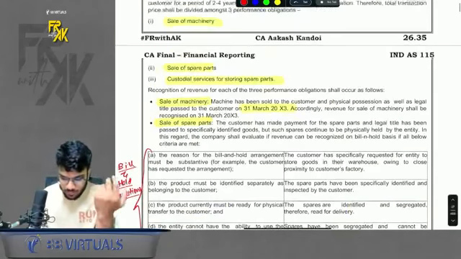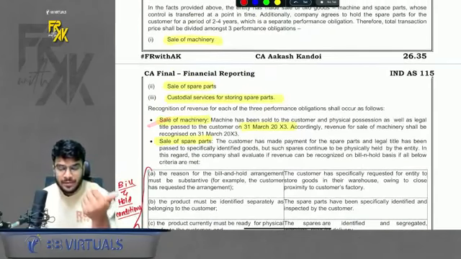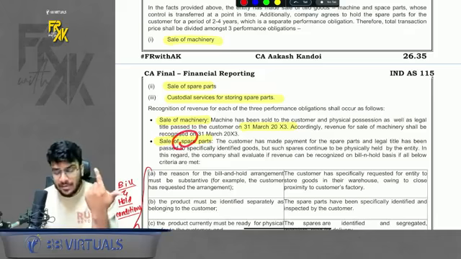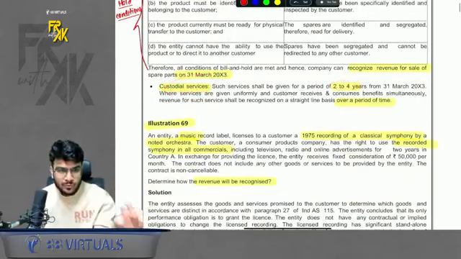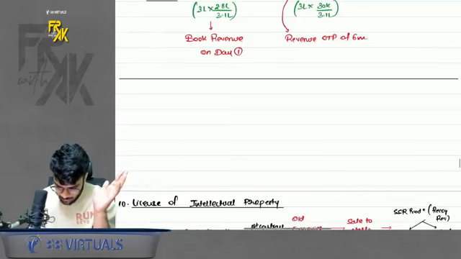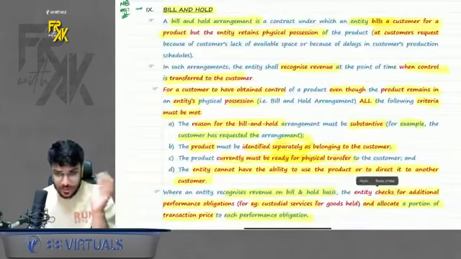Simple. When to book the revenue? Machine sale done on day one, book the revenue on day one. Spare part sale done on day one, book the revenue on day one. Custodial services for 2 to 4 years. So book the revenue across 2 to 4 years. Simple. So this was bill and hold. I hope this is clear to everyone, right?